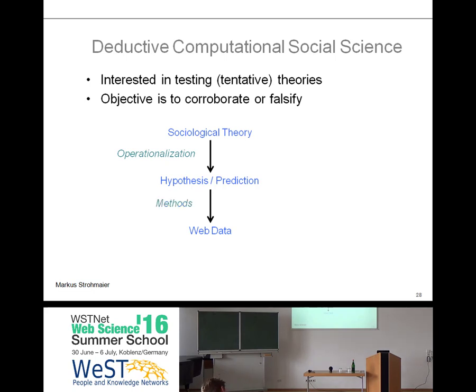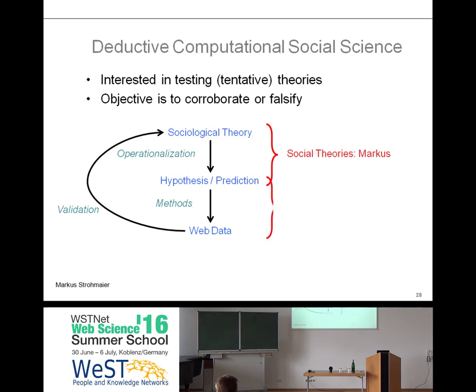In order to get from sociological theory to hypothesis, we operationalize theories. In order to get from hypothesis to data, we need to look at methods. And then, of course, this is an iterative cycle. In my tutorial, I'll give an overview of three main social theories that one can use when looking at the web. And Claudia, who will be here after the lunch break, will talk about the methods that you can apply when studying social theories. So that's the framework of the tutorial. That's how we think about it.